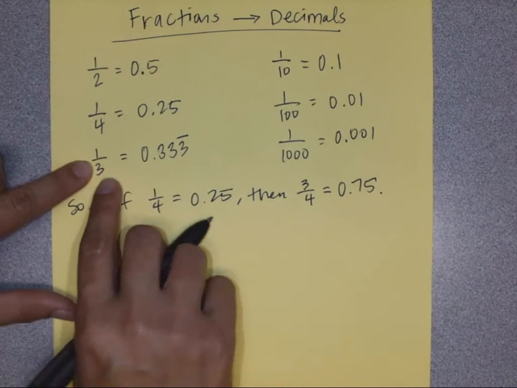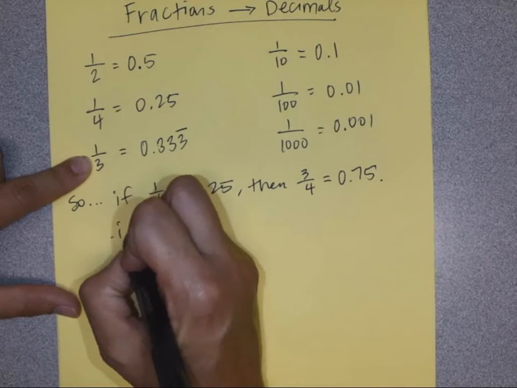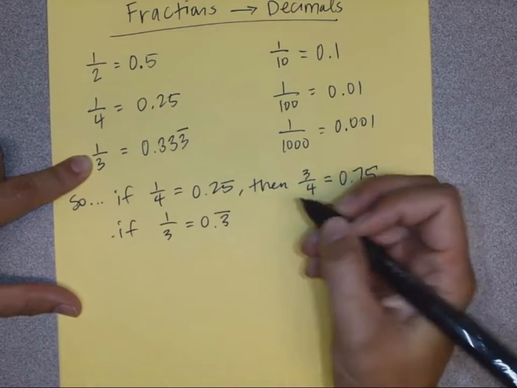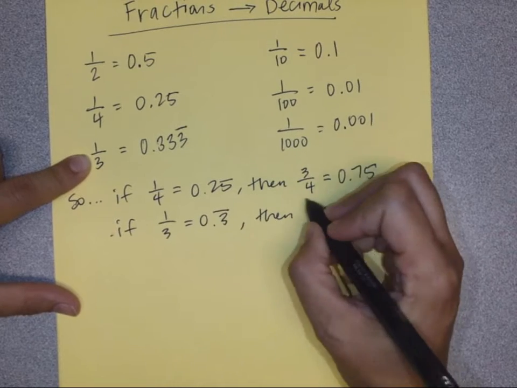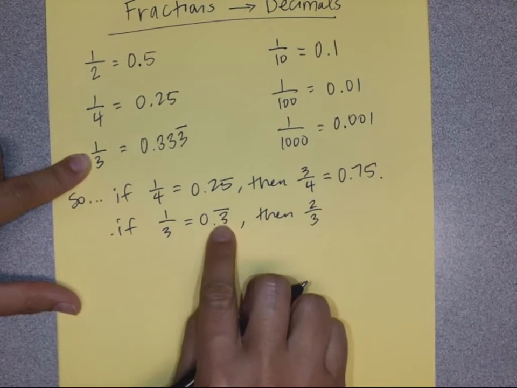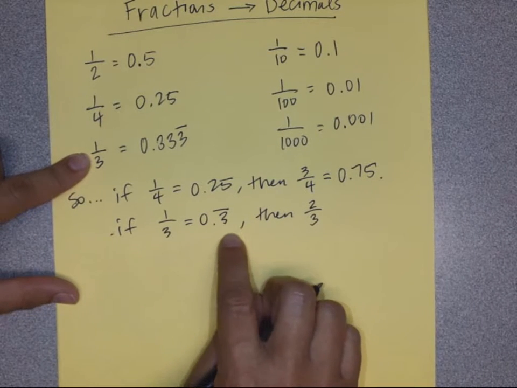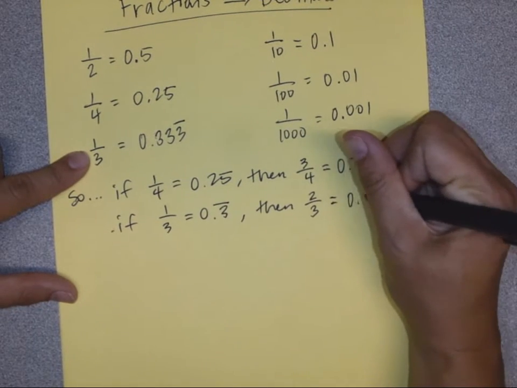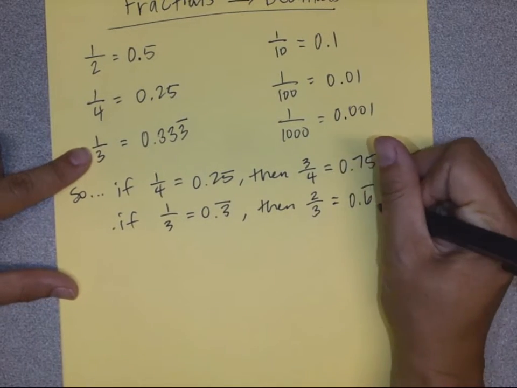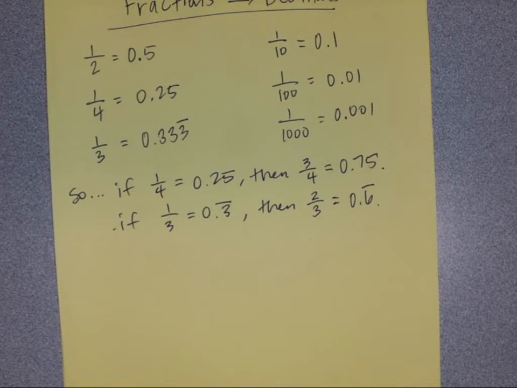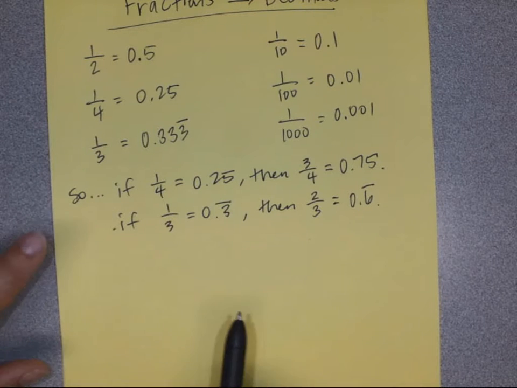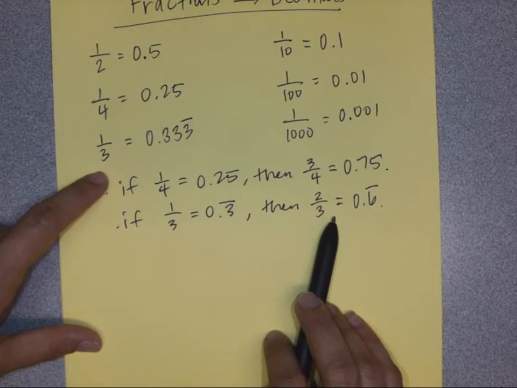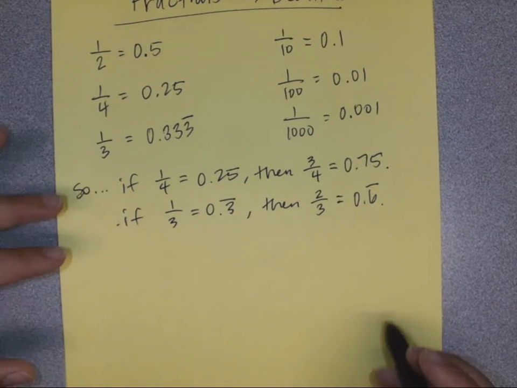Same thing, let's do with 1/3. If 1/3 is equal to 0.3 repeating, then 2/3 would be all those 3's, you need to add 3 to it, or 2 times 3 would give me 6, so this would be 0.6 repeating. Other than the 1/3 and 2/3, which may be something that you don't quite remember, all that should be pretty straightforward.